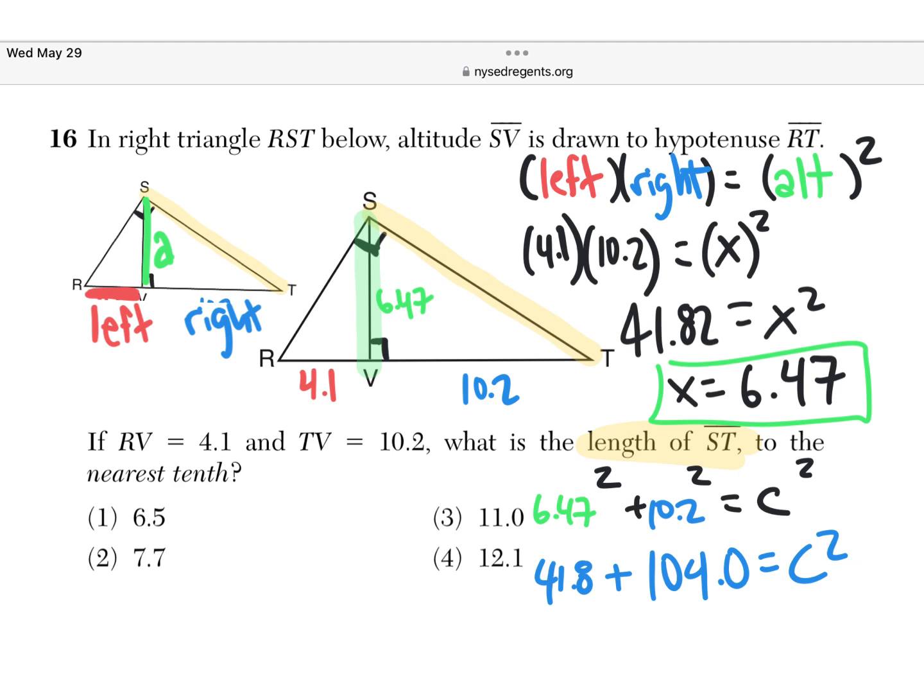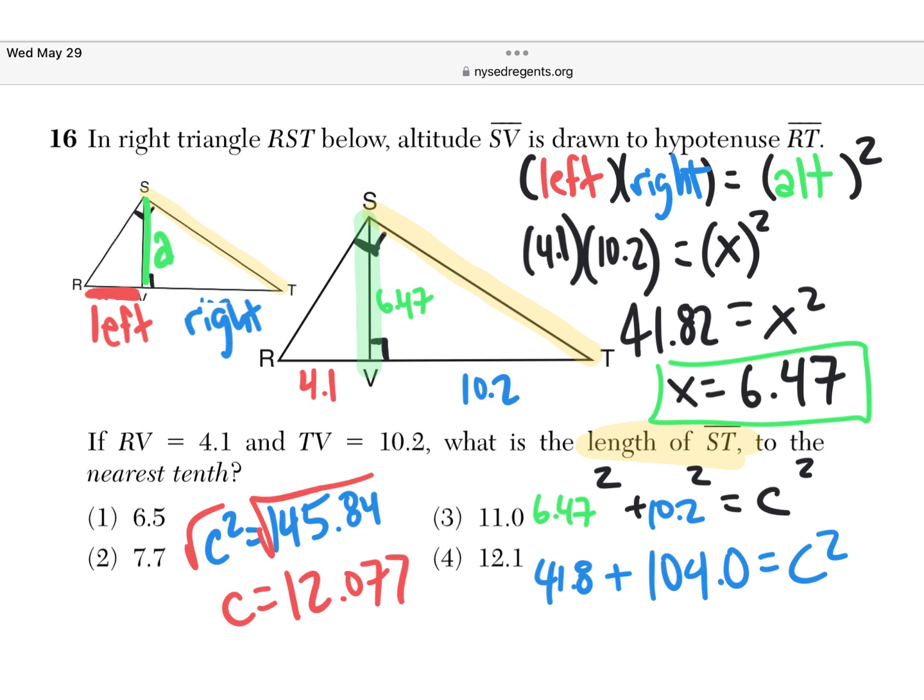it's going to give us 145.84. Okay. I'm just going to do it right here. C squared equals about 145.84. And so now what we need to do is take the square root of both sides, because we need to figure out what c is, right? And when we do that, it's going to give us c equals 12.077. And is that an option? It sure is. Option 4.